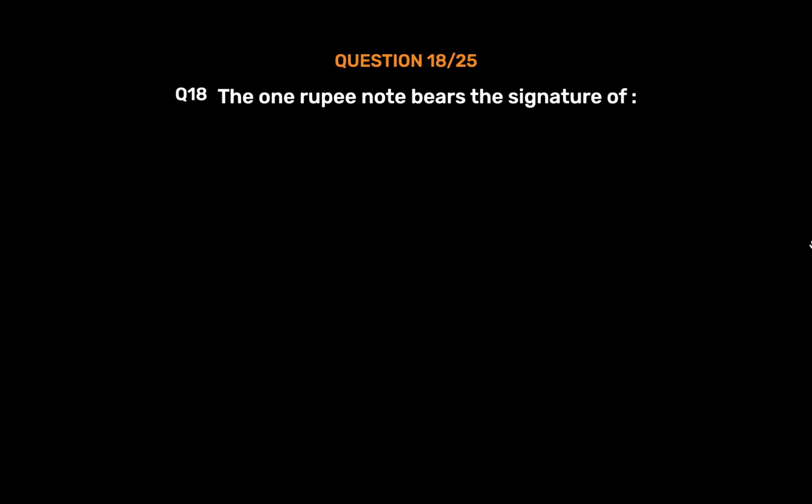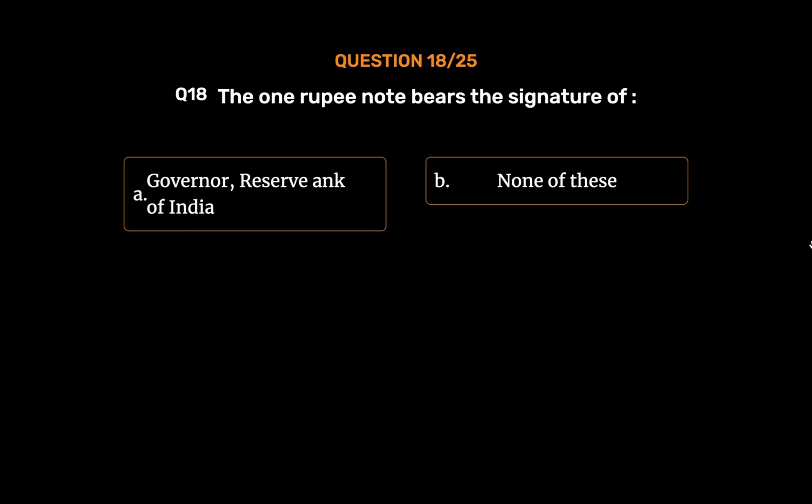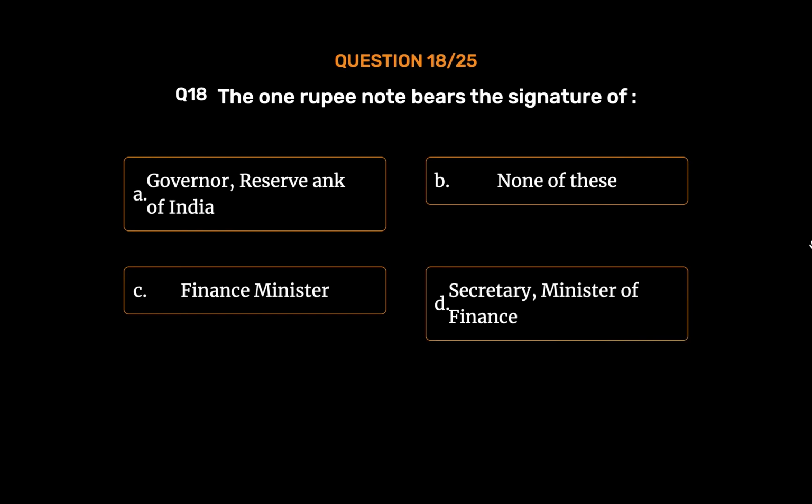Question number 18. The 1 rupee note bears the signature of option A. Governor, Reserve Bank of India. Option B. None of these. Option C. Finance Minister. Option D. Secretary, Minister of Finance. The correct answer is option A.